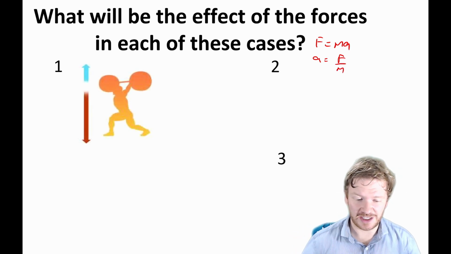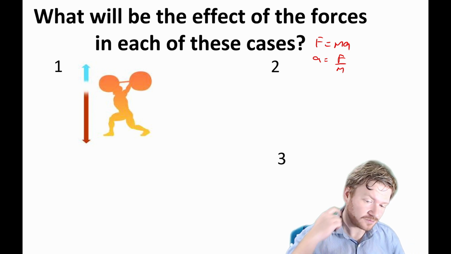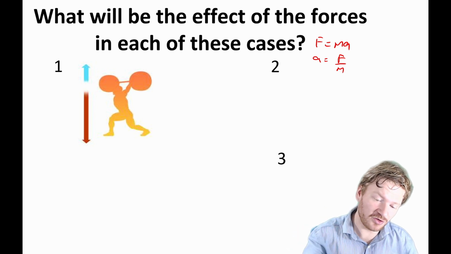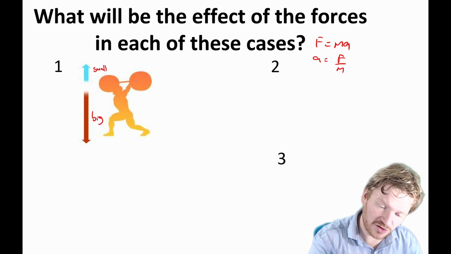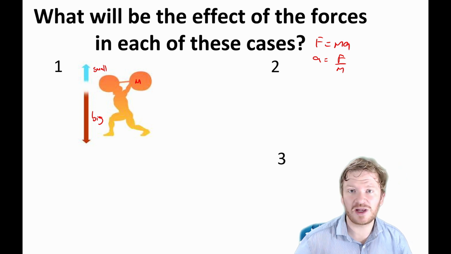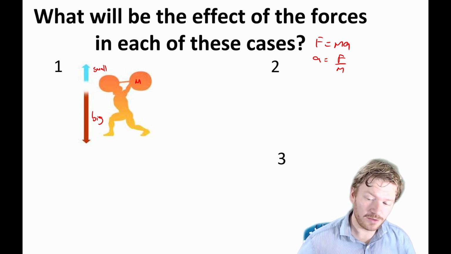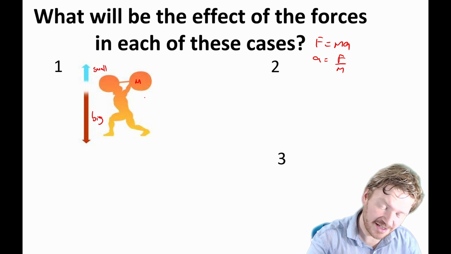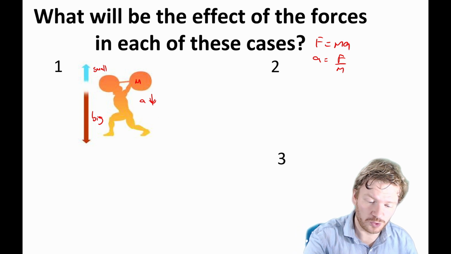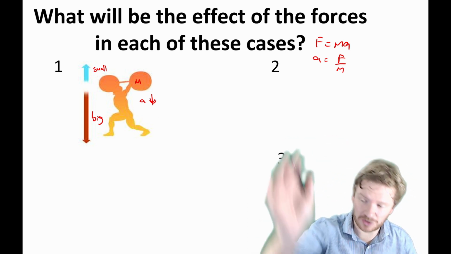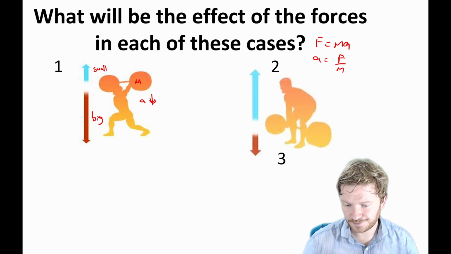I can use force arrows to show the forces on something. So I've got a big force acting downwards and a small force acting upwards, and this is an object of mass m. What will happen to it? Well, from F is ma, I can say that there will be an acceleration, and that acceleration is going to be downwards, because I've got a big force acting down and only a little force acting up, and it's acting on a mass, so that mass is going to accelerate downwards.